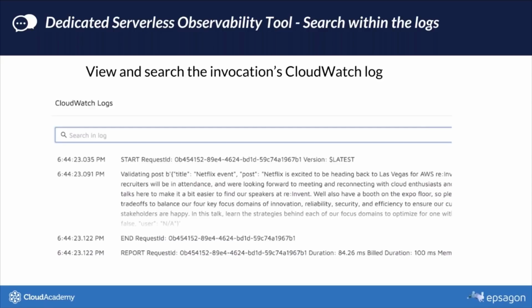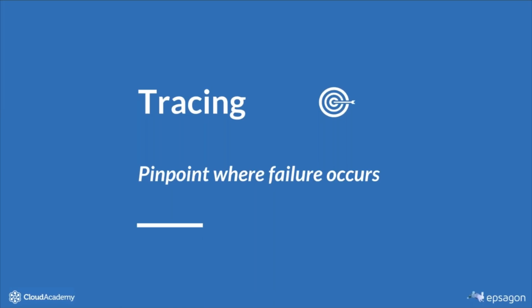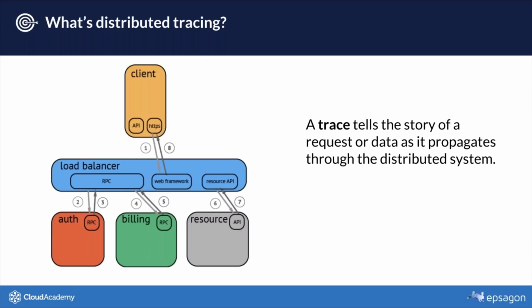Exactly. Here is where tracing, or distributed tracing, comes in, and it helps us build a picture and pinpoint where a failure occurs, or even not a failure, just to understand a real root cause analysis. Distributed tracing, or a trace, tells us the story of a request as it propagates through a distributed system, which can contain lots of services. In our example on the left-hand side, we have a client, a load balancer, and a few other services such as authentication, billing, and some others.